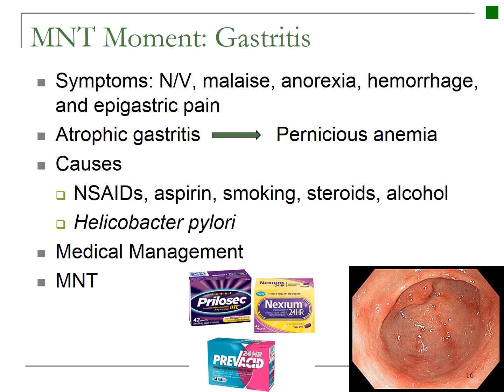Smoking and the chronic use of non-steroidal anti-inflammatory drugs, aspirin, steroids, and alcohol, and the bacterium H. pylori can all lead to gastritis. Gastritis is managed medically through the use of antibiotics and proton pump inhibitors, such as those pictured. Medical nutrition therapy strategies include removing the irritant, so smoking, drug use, alcohol, and improving the overall quality of the diet.